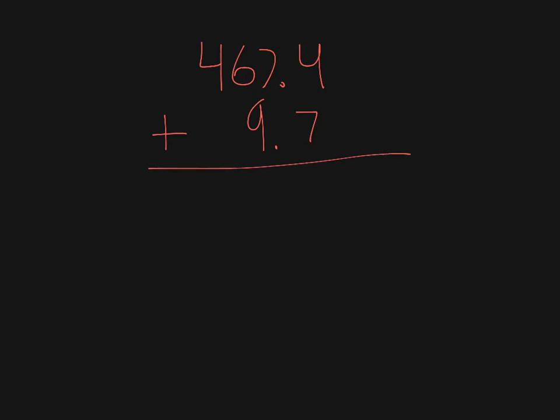On the third one, we must find the sum. So here is 467 and 4 tenths plus 9 and 7 tenths. Notice how Mr. Liu lines up the decimals. 7 plus 4 would be 11. Carry the 1. Decimal can go straight down. 1 plus 7 is 8. 8 plus 9 is 17. Carry the 1. 1 plus 6 is 7. The 4 is by himself. So we have a sum of 477 and 1/10.